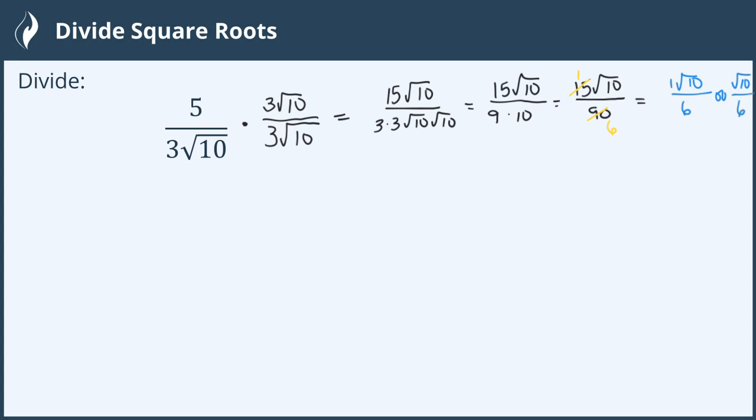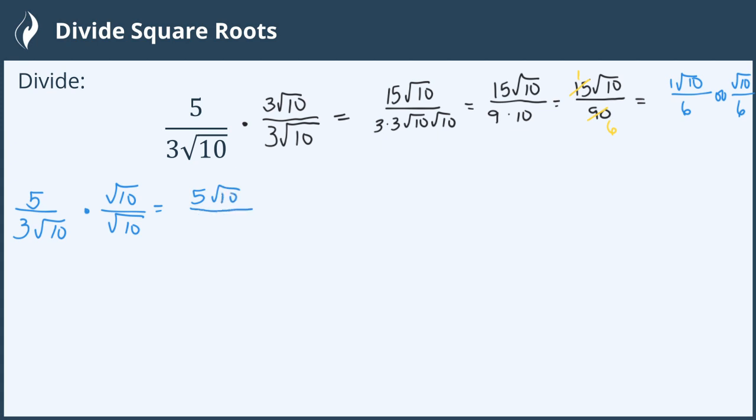Okay, now here's the second way you can do it, because like I said, the square root of the number in the denominator is the offending factor here. So here's how I'm going to do it. We have 5 over 3 times the square root of 10. And so this time I'm just going to multiply by the offending factor, the square root of 10. Okay, and so when I do it that way, we wind up with 5 times the square root of 10.